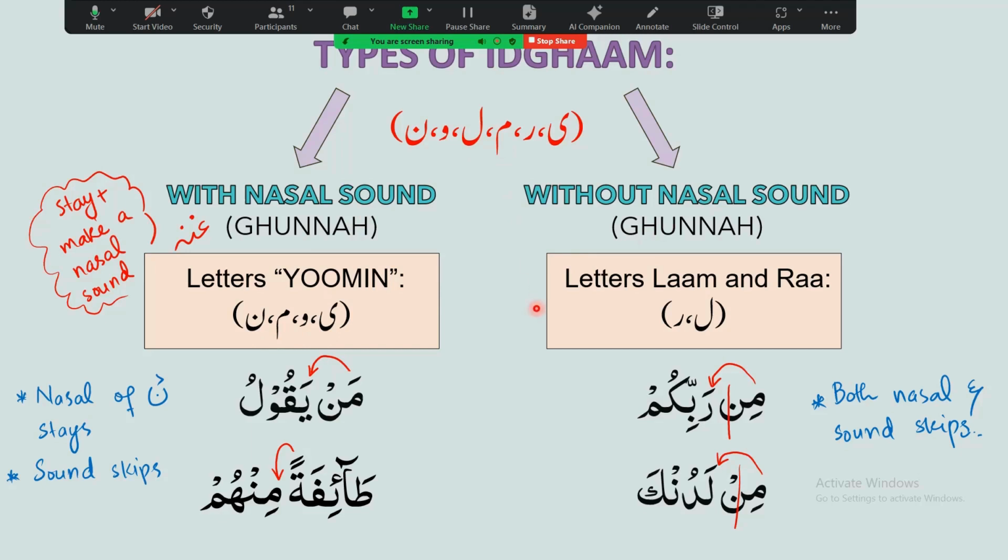The assimilation is in the rule because the name suggests that we will assimilate the sounds of the letter that comes before or after Nun Sakin or Tanween, right? So we will enter the sound of one letter into another, but for these two letters we will not do ghunna along with that assimilation. But for these four letters, we will also do ghunna.